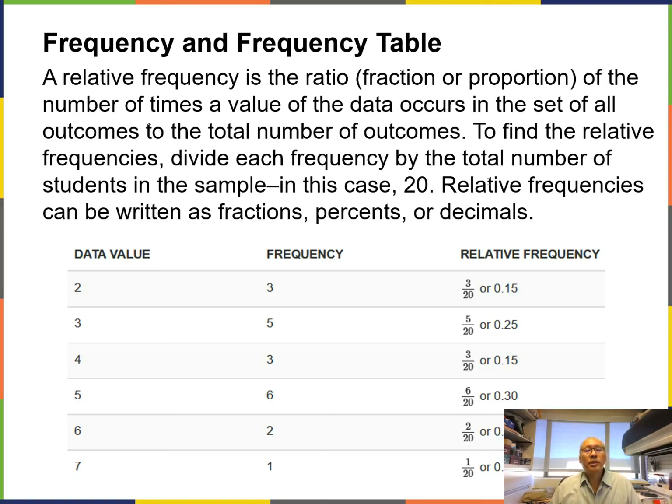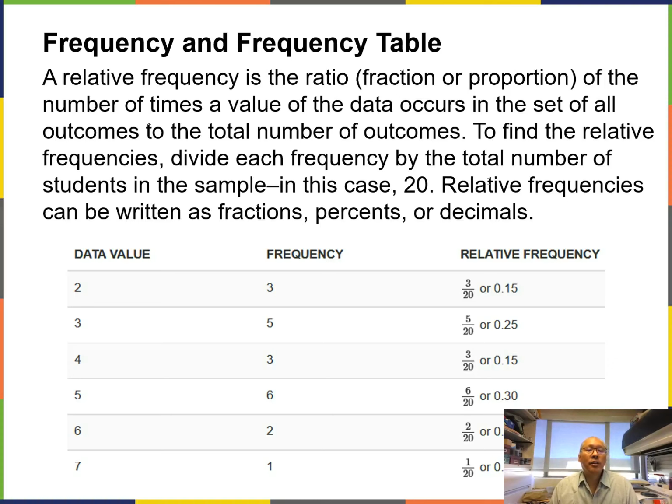So relative frequency is essentially the frequency for a particular value divided by the total number. We have 20 data points that we collected. For the data value of 2, for example, in the first row, there are 3 of them out of the 20 total, so we can say 3 divided by 20 and we get 0.15. So 0.15 is 15%. We can look at it as a percentage.